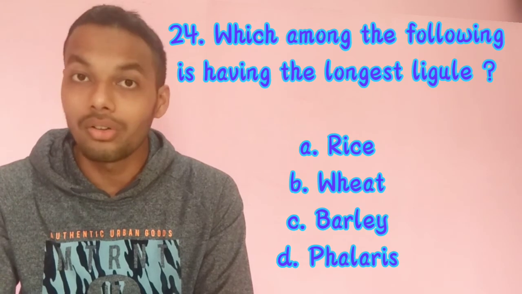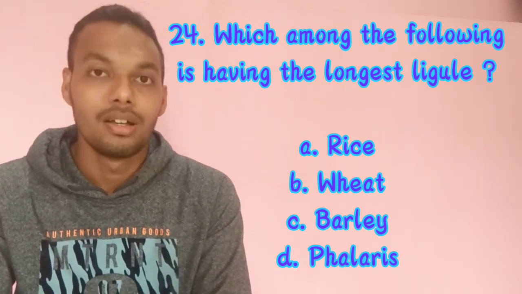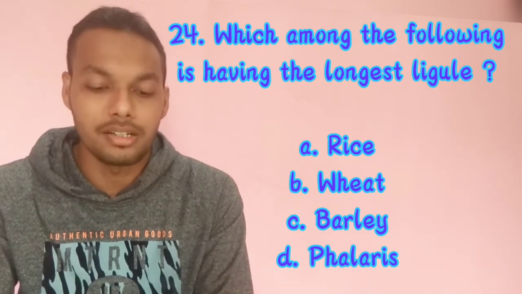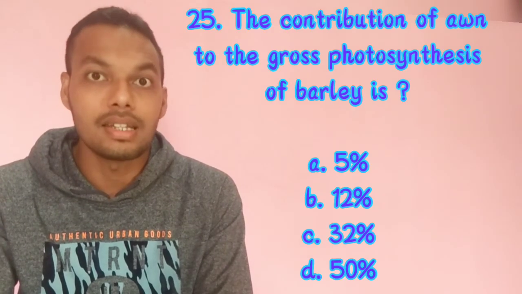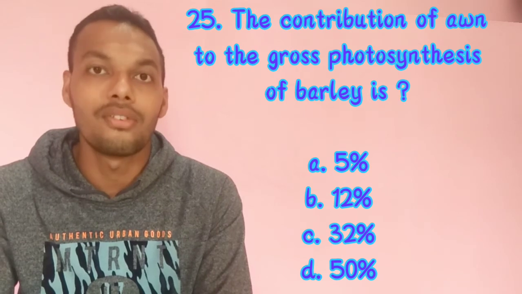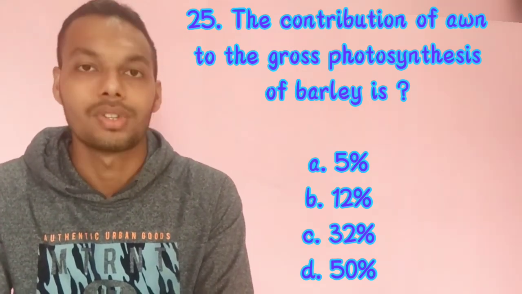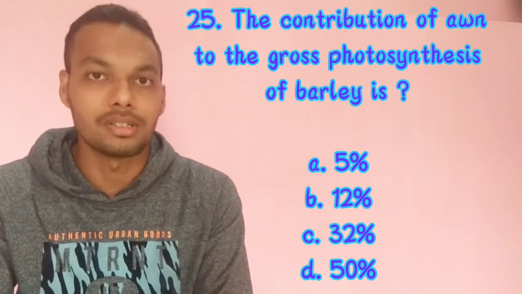The next question: which among the following is having the longest ligule? Is it rice, wheat, barley, or Phalaris minor? The contribution of ear to the gross photosynthesis of barley is 5%, 12%, 32%, 50%. Tell me the right answer.